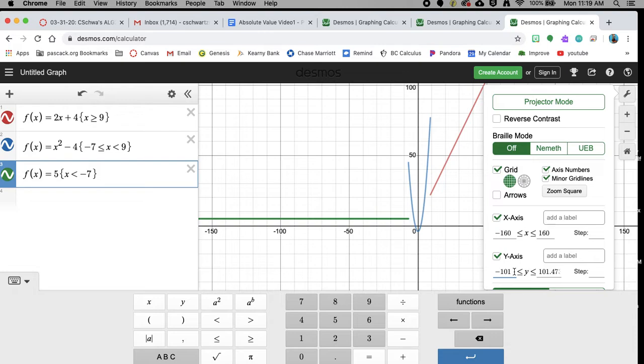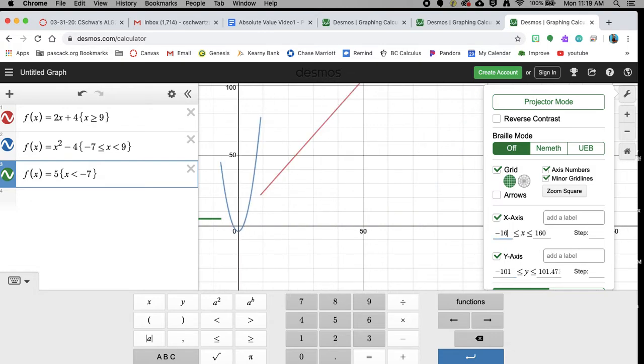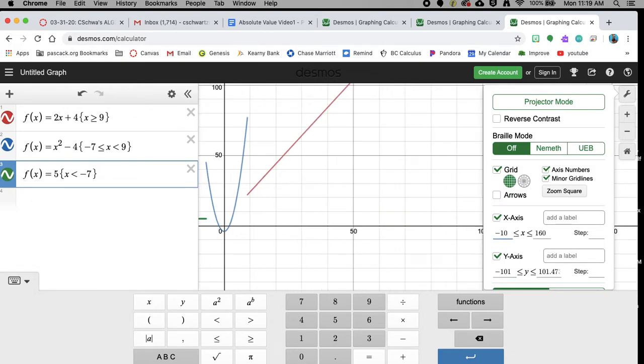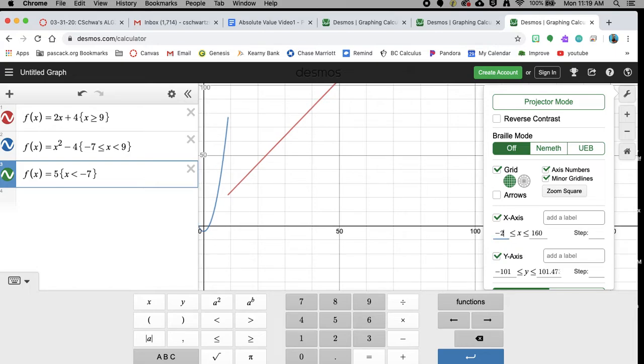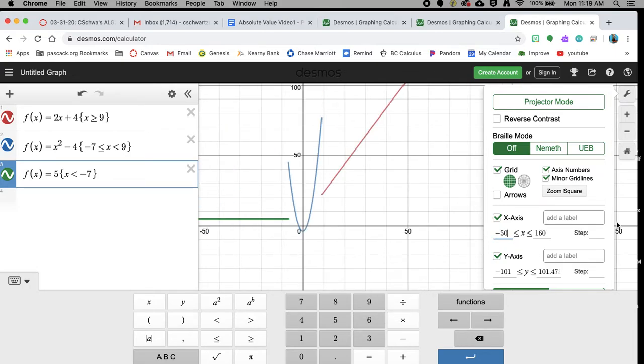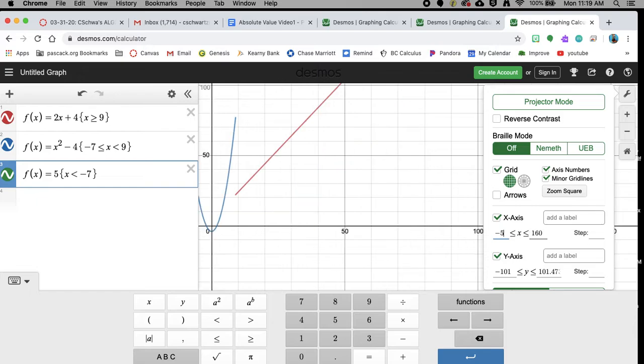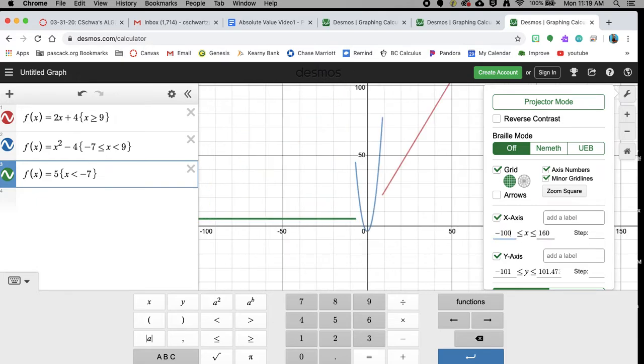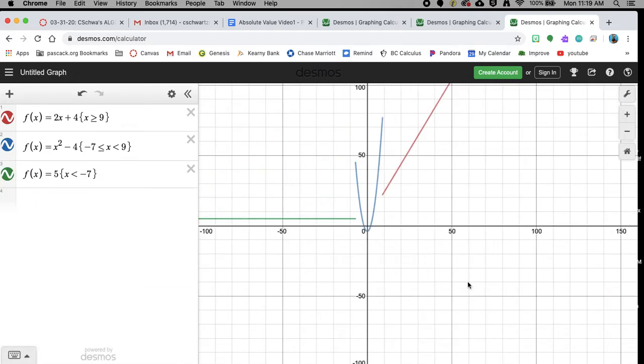Okay. Actually, I meant to change the x-axis, not the y-axis. So we're going to go from, let's go -20. No, let's go -50. See how I'm just adjusting so I can get a pretty looking graph here? And then I kind of like what I'm looking at here. Let's make this -100 just for fun. Okay. So now as we look at this, this is a really cool looking graph.